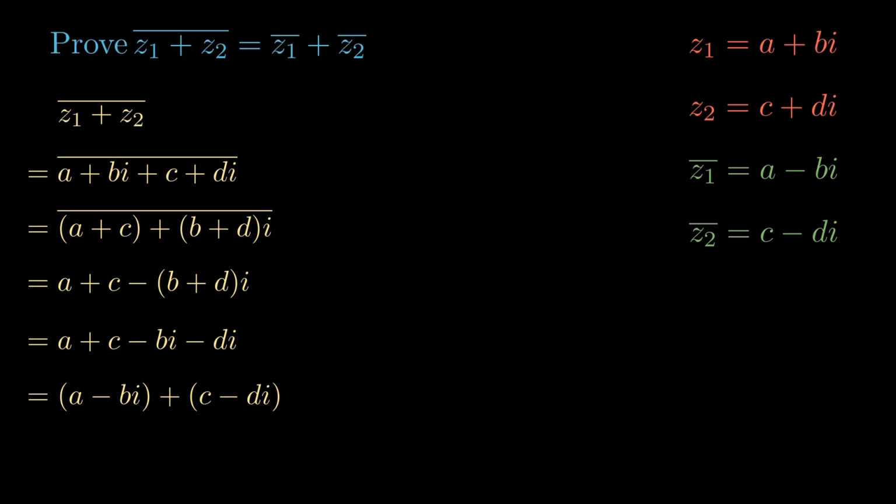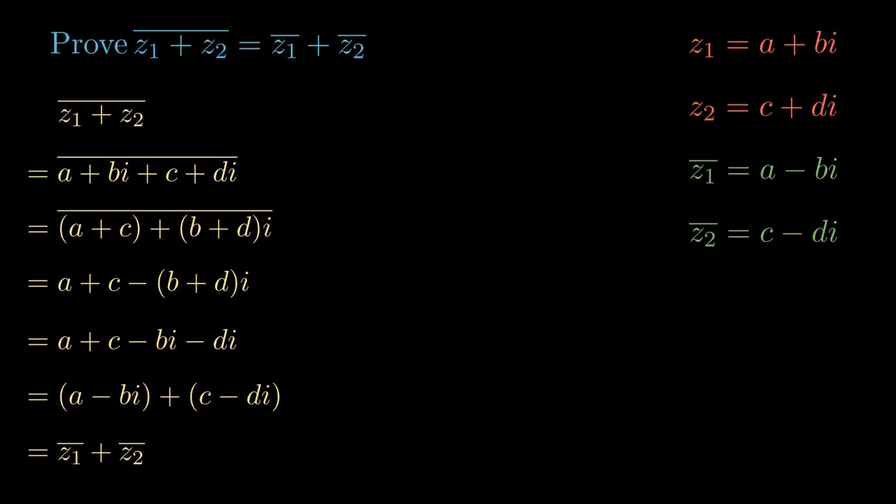And you'll notice that a minus bi is just z1 conjugate, which we defined earlier, and c minus di is just the expression for z2 conjugate. So a minus bi plus c minus di is just z1 conjugate plus z2 conjugate. And we started with z1 plus z2 under the conjugate, and worked out that this equals z1 conjugate plus z2 conjugate. This means the conjugate of z1 plus z2 equals z1 conjugate plus z2 conjugate, which is what we were trying to prove.